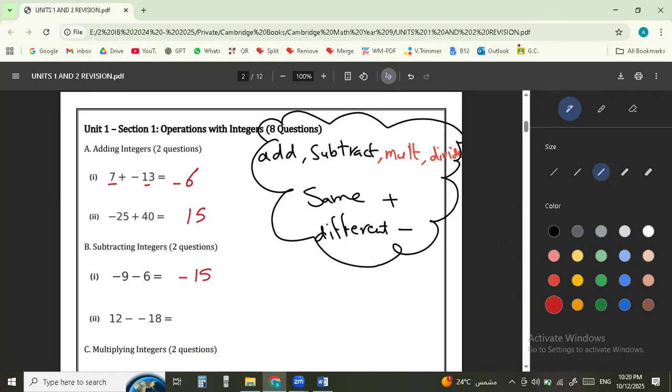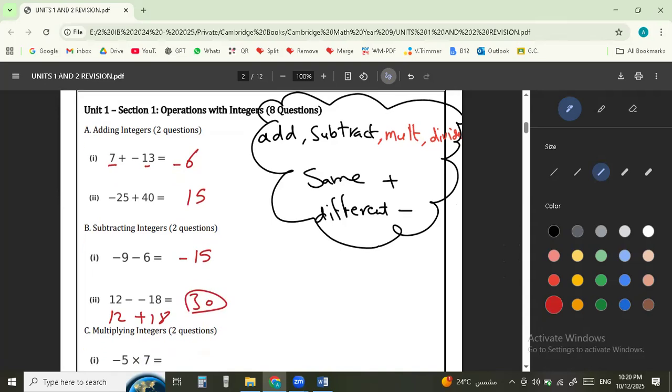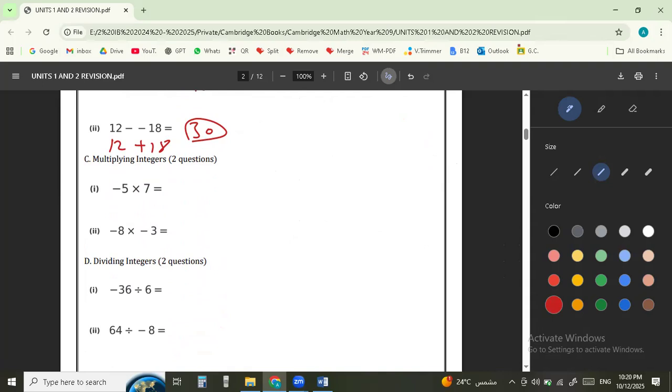Oh, mister, I have here negative 18. I must rewrite the question. So it is 12 plus 18, which is 30. Oh, now it's multiplication. Mr. Ahmed said in multiplication and division, just multiply first, or divide normally. 5 times 7, 35. Same positive, different negative. They are different, so negative. 8 times 3, 24. Same? Yes, positive. So positive 24. 36 divided by 6 is 6. Different? Yes, so negative. 64 divided by 8 is 8. Different? Yes, so it is negative.